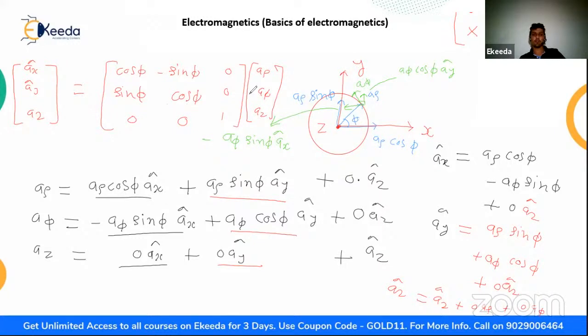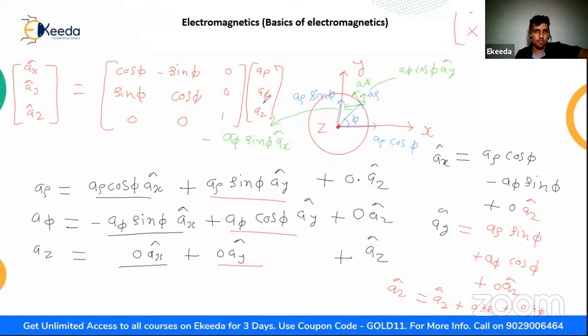And if you want the inverse of this, suppose you are given ax, ay, az and you have to calculate a rho, a phi, az, then you just need to take the inverse of this matrix and multiply it here, and then simply you will get a rho, a phi, az.